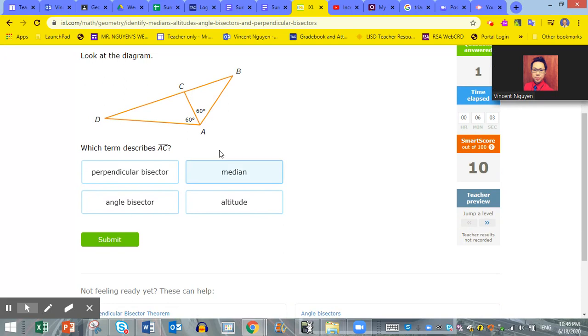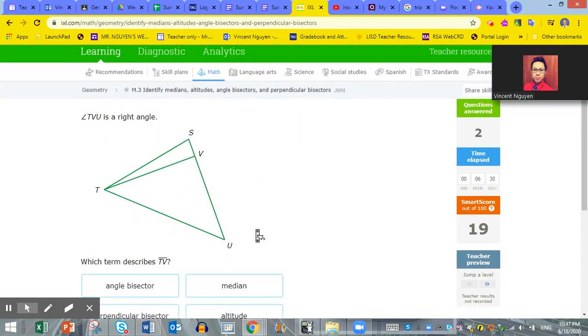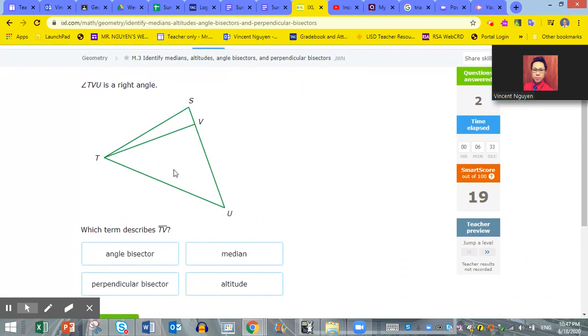Next one, we have segment AC again, but this time notice it gives you an angle over here which is 60, and then an angle over here which is 60. Well, if the two angles are the same, that means this segment must have cut the big angle in half. Anything that cuts an angle in half is considered an angle bisector. So I'm going to say this is an angle bisector. Submit. Yes.